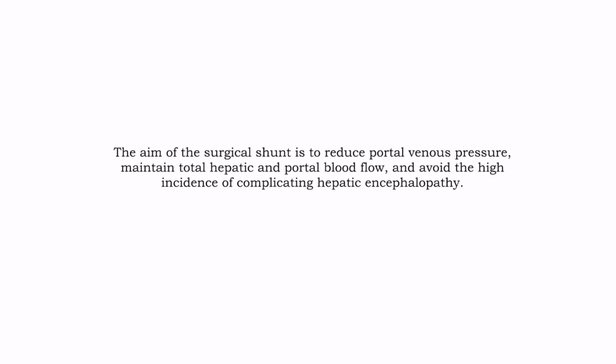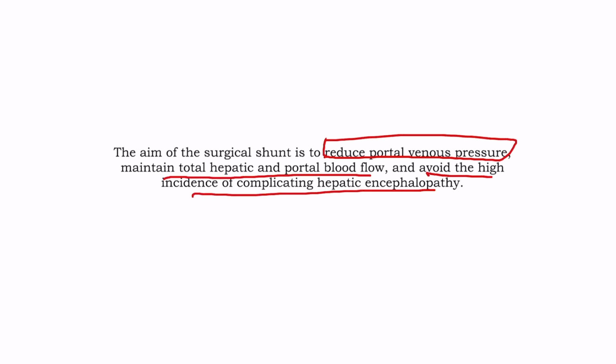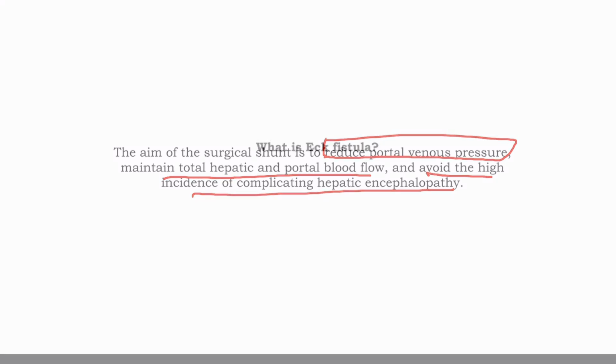What is the aim of shunt surgeries? The aim of the surgical shunt is to reduce portal venous pressure, maintain total hepatic and portal blood flow, and avoid the high incidence of complicating hepatic encephalopathy.